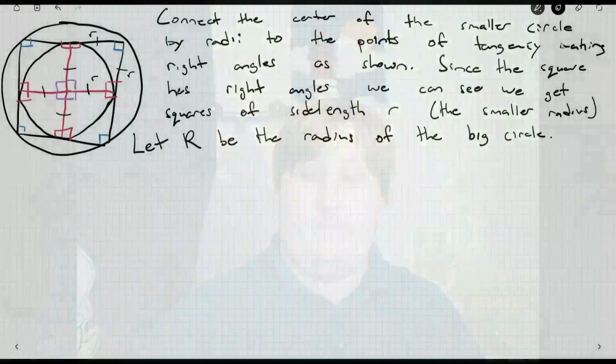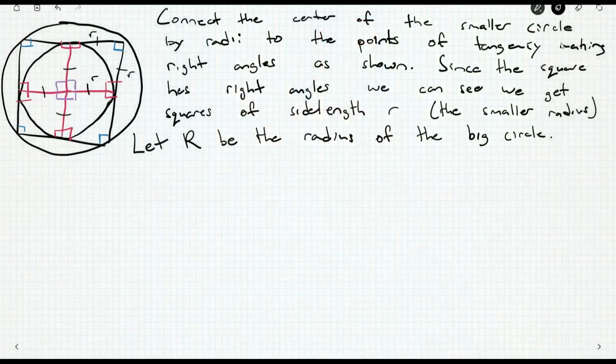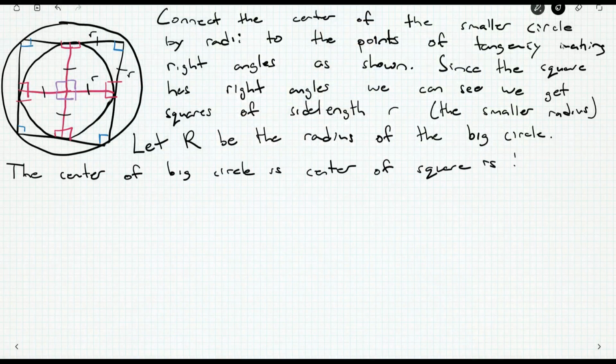So the center of the big circle is the center of the square. Were this a later question, I might add in more details here, but it's question 3, so I'm not going to dwell on it a whole lot. So that means if I connect up this point, the center will have big R here.